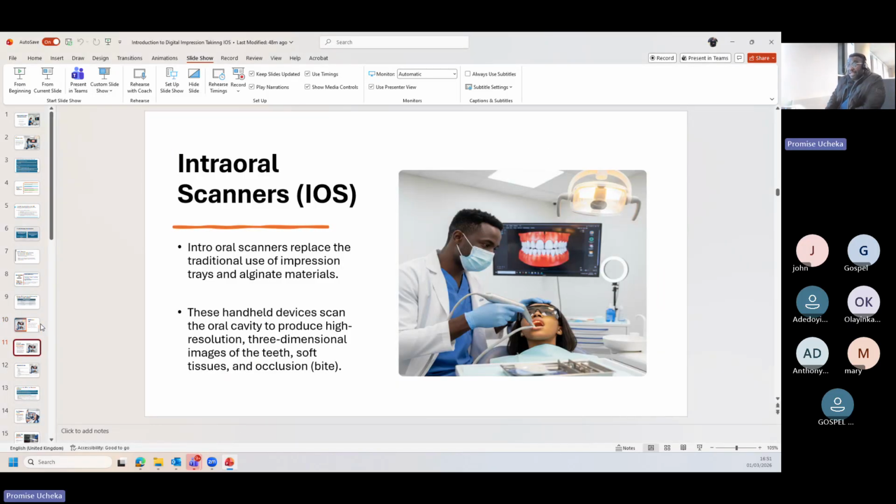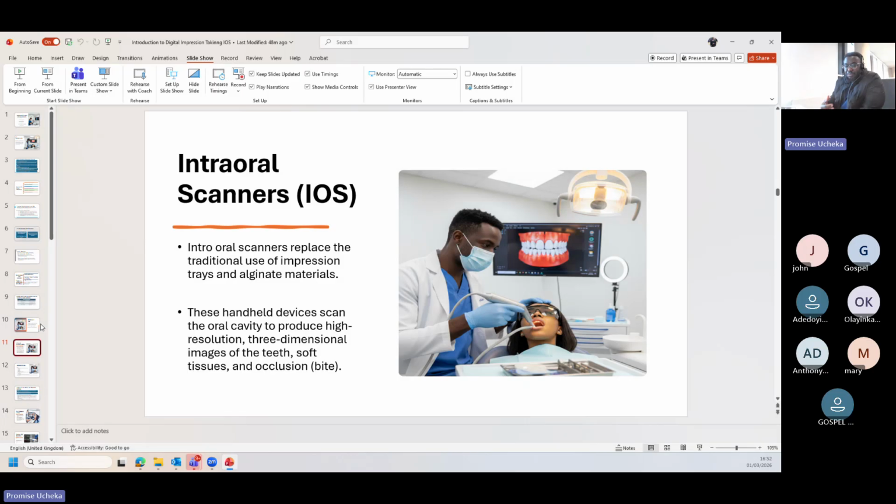So intraoral scanners replace the traditional use of impression trays and alginate materials. How many of you have been a patient where your impression was actually taken, perhaps in dental school when your friends were practicing on you? You feel the level of discomfort it gives you when that impression is being taken. It feels like someone is trying to harm you or choke you.